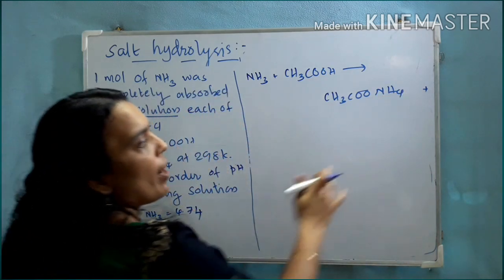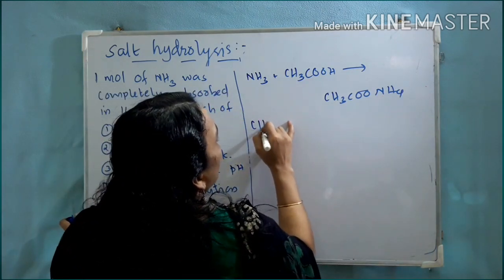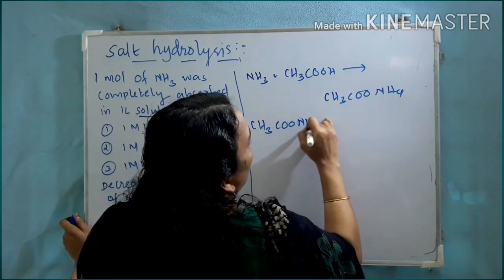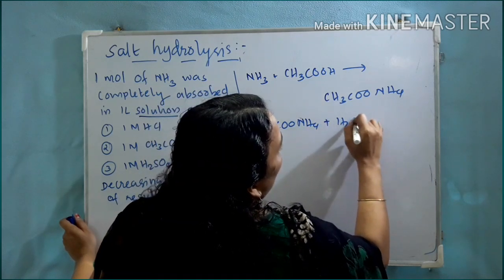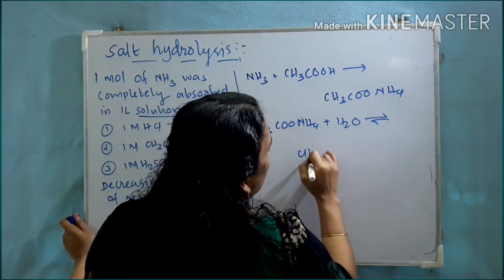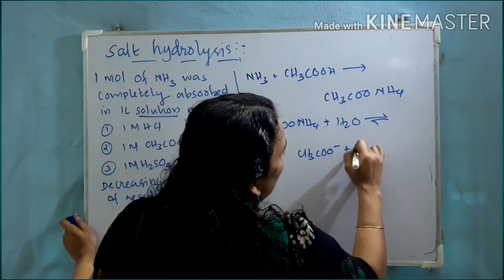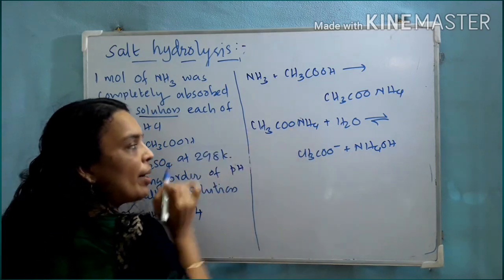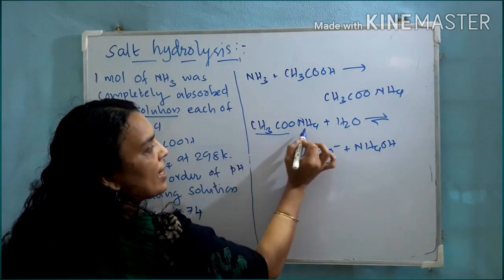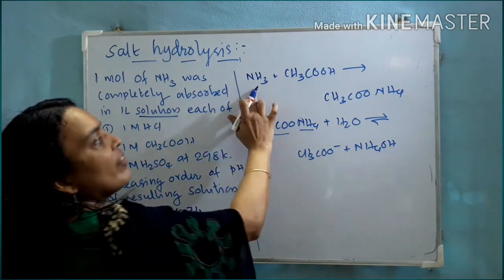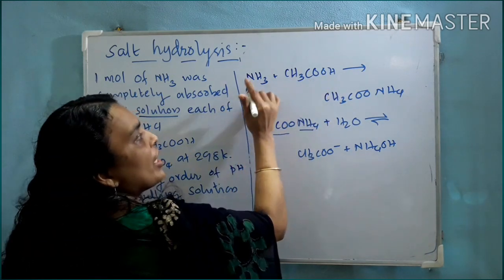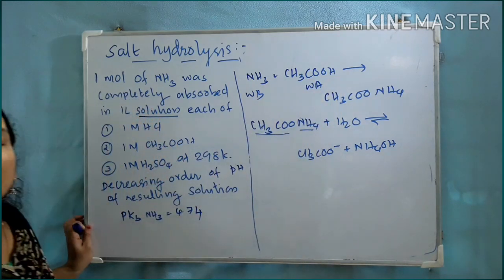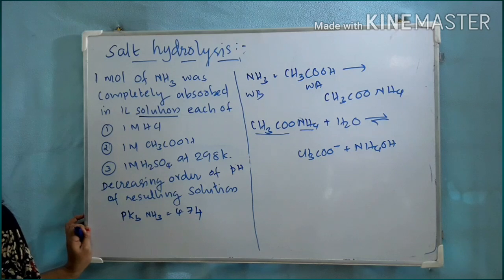Ammonium acetate can undergo hydrolysis: CH3COO minus plus NH4 plus plus H2O gives CH3COOH plus NH4OH. Look here, ammonium acetate is a salt formed from a weak acid and a weak base. It is a weak base and it is a weak acid.